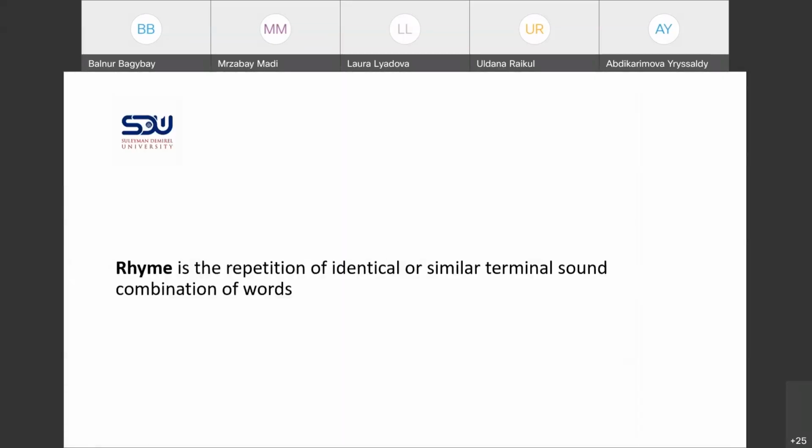All right, rhyme. I think you know what is rhyme. Рифма, right, in Russian. So rhyme is the repetition of identical or similar sounds, terminal sounds, or similar or identical combinations of words. It is about the similarity. So this is it.